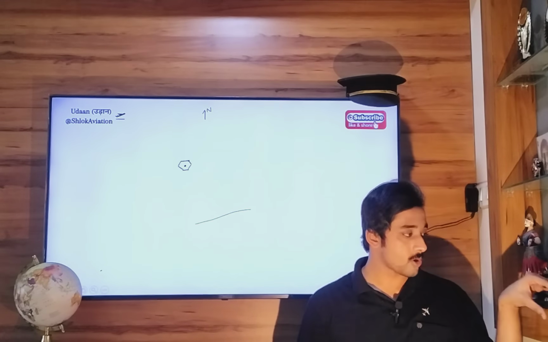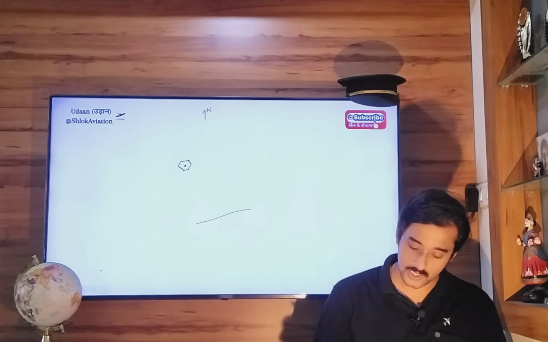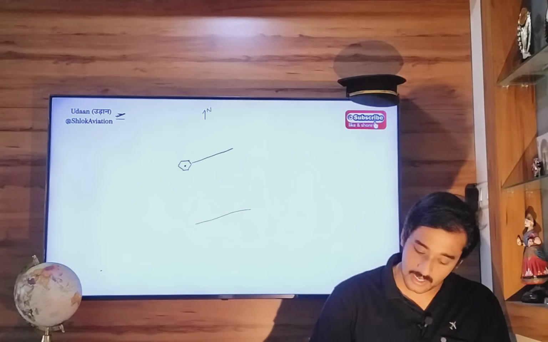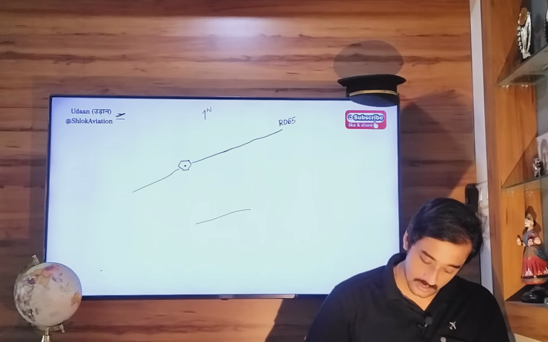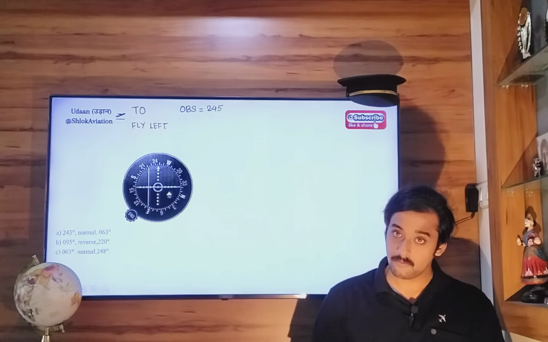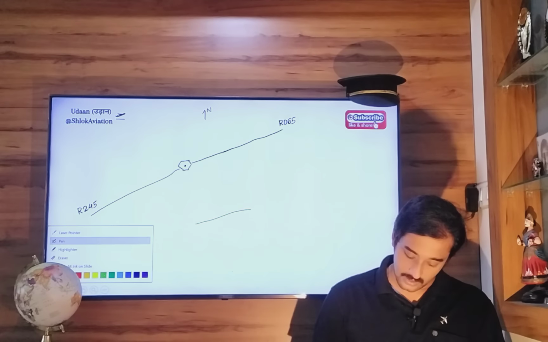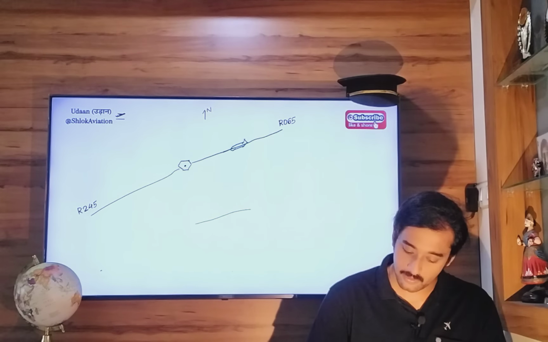So what is the reciprocal of 245? 245 minus 180 is 065. That means draw radial 065. Draw the reciprocal of that, radial 245. Now you are flying inbound towards this VOR. So that means you are flying radial 065 inbound.